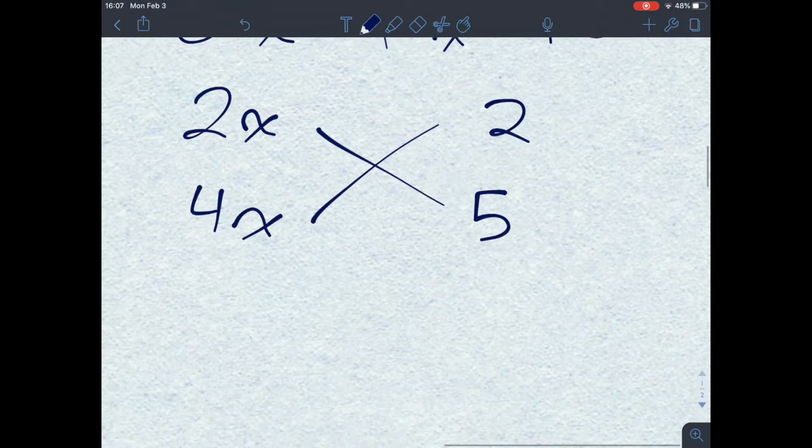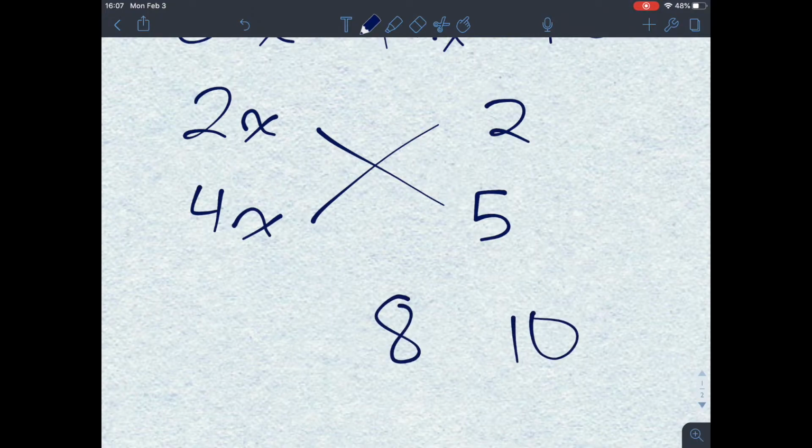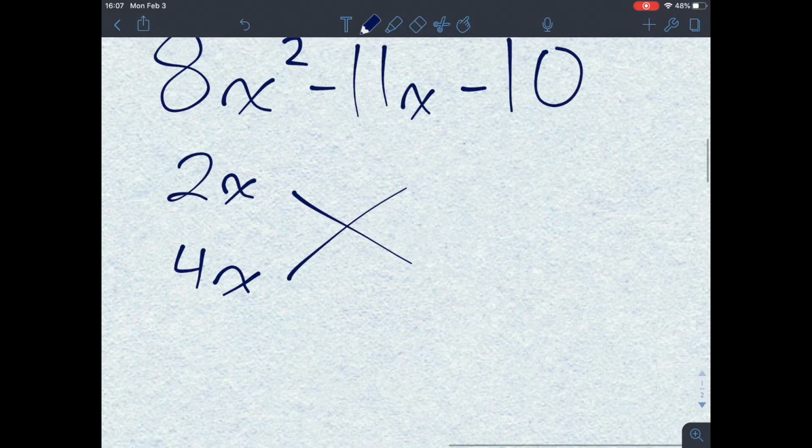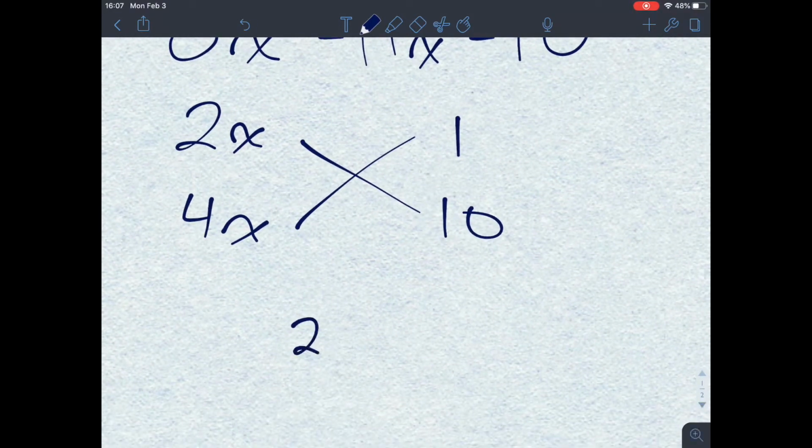2 times 4 is 8. 2 times 5 is 10. No, you can't get 11 from those numbers. So I feel like actually, let's try 10 first. So 10 and 1. Well, 20 and 4, you can't get 11.